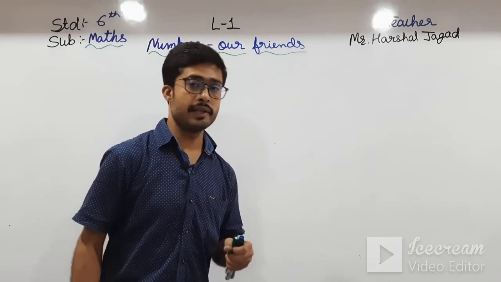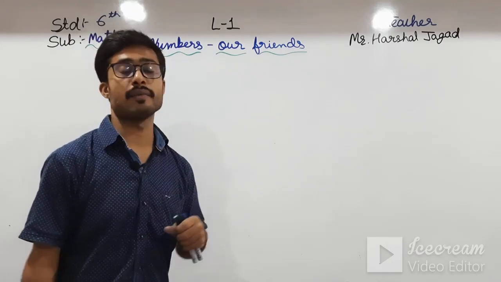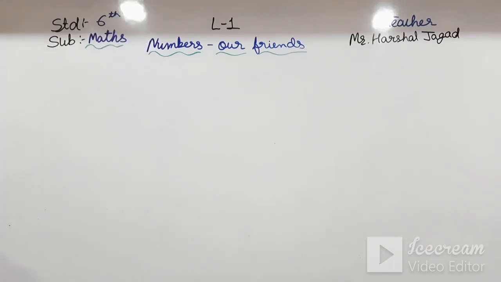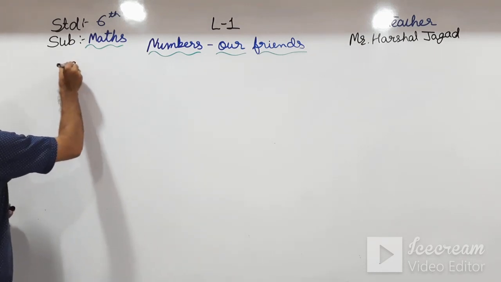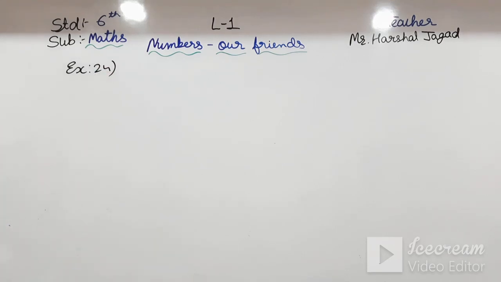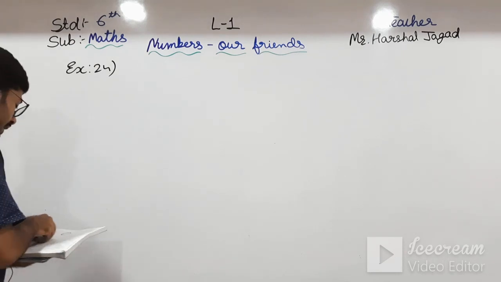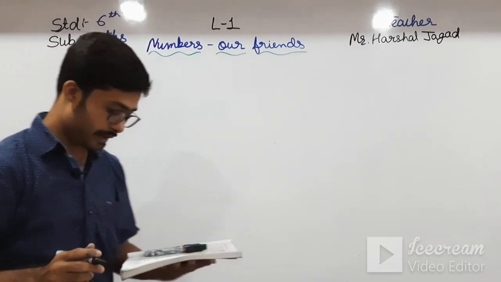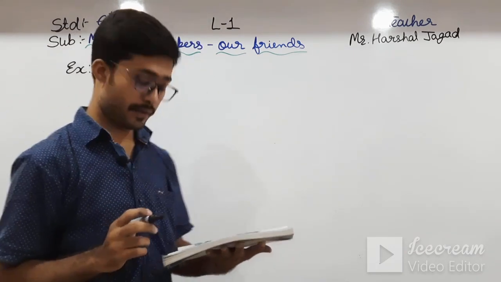In the previous videos we went through chapter lesson number 1, Numbers Our Friends. In that we have reached example number 24, so we are now writing example number 24. Write the equivalent Hindu Arabic numerals of the following Roman numerals.